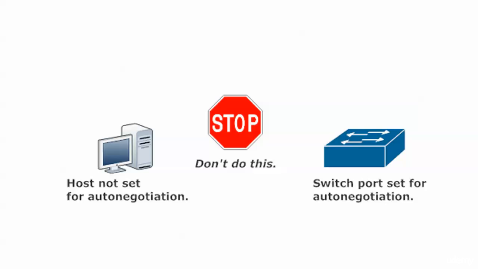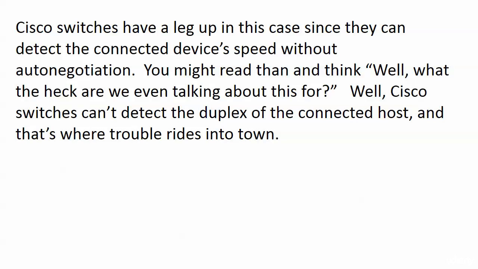And what happens is if you have one end that is set for auto negotiation and one end of the connection that is not, that's where you end up with a problem. And it's a problem that can actually be pretty difficult to spot. Now, Cisco switches have a leg up in this situation that I just showed you because they can detect that connected device's speed without auto negotiation.